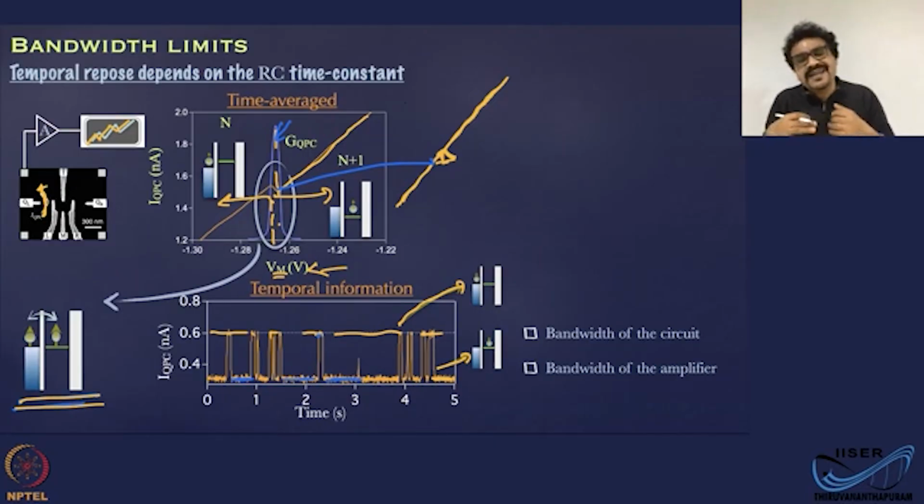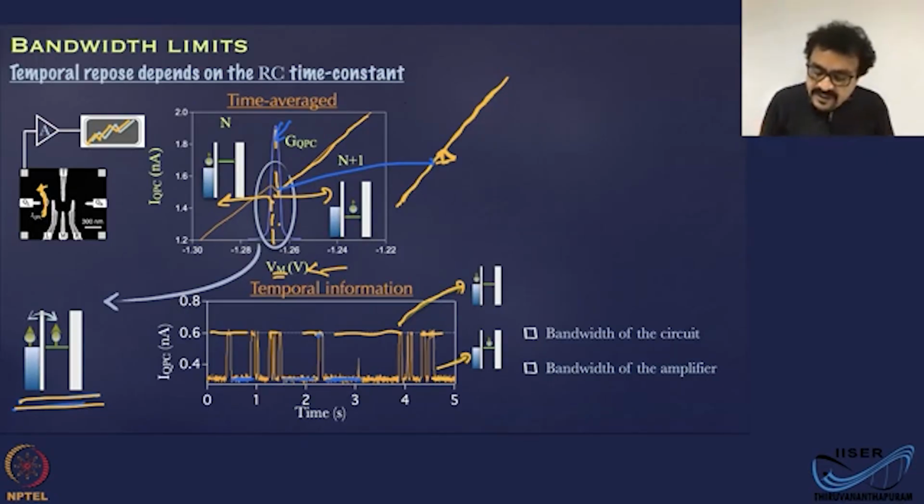So you are directly accessing the temporal information and also spatial information. You are getting both here. The spatial information tells you whether the electron is inside or outside. The temporal information, from these durations, tells you how long the electron has stayed outside and how long it has stayed inside. And it's also telling you the tunnel rates, actually.